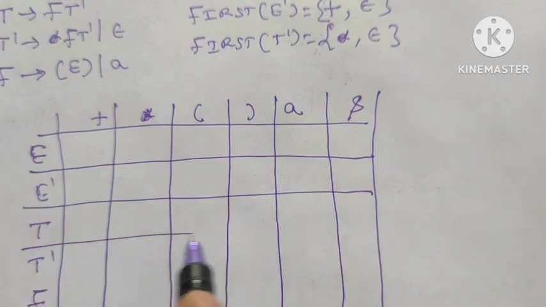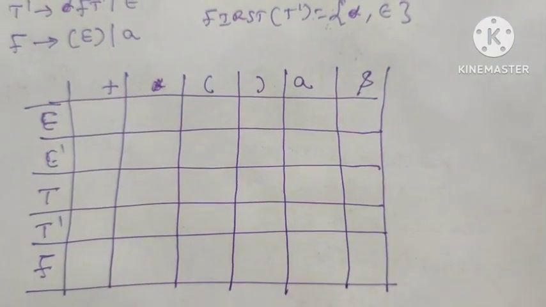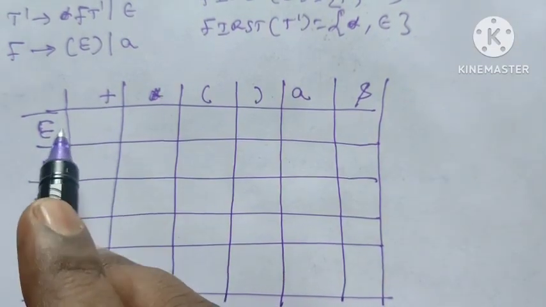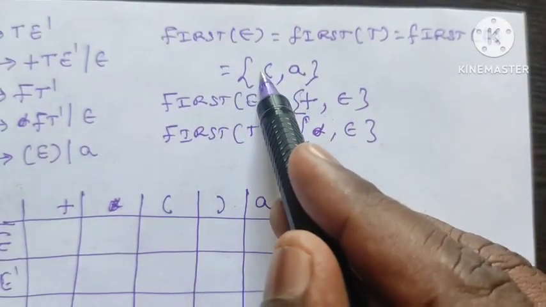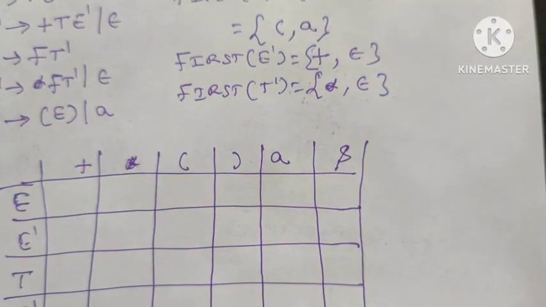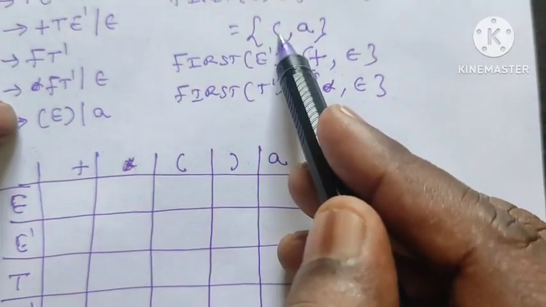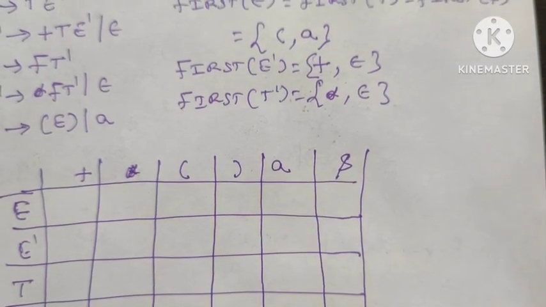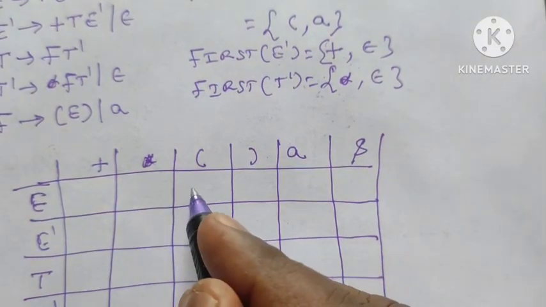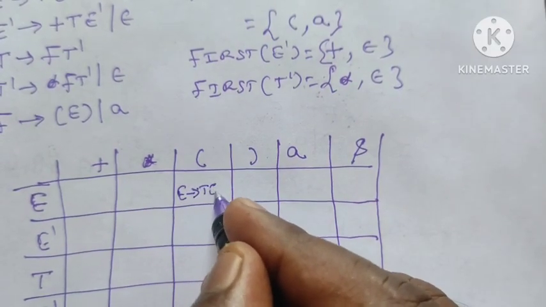Now we will just frame the table. From this table, we are going to perform the parsing. Now see here. E tends to, now see the first here. First of E is actually open brackets and A. So wherever open brackets and A is there, you write this E production. Now wherever open brackets is here, I write E tends to T E dash.